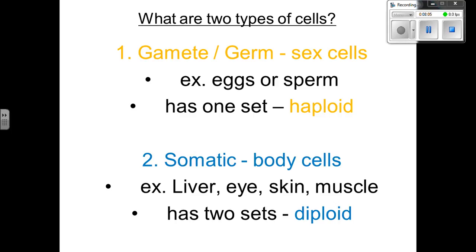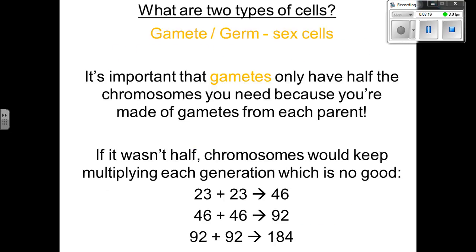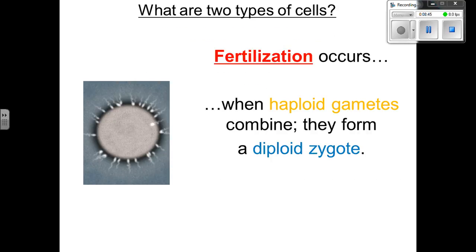The rest of your cells are considered body cells. Liver cells, eye cells, skin cells, muscle cells, pancreas cells, stomach cells. All the rest of the cells in your body have 2 sets, a diploid number. And again, it's really important that gametes only have half of the chromosomes you need because you're made of gametes from each parent. And if that wasn't the case, let's do the math. Let's say that each parent donated a full set. Well, a full set plus a full set gives you 92. Too much. You would not survive. It's really important, again, that each parent donates 23 chromosomes to make 46 in the egg.